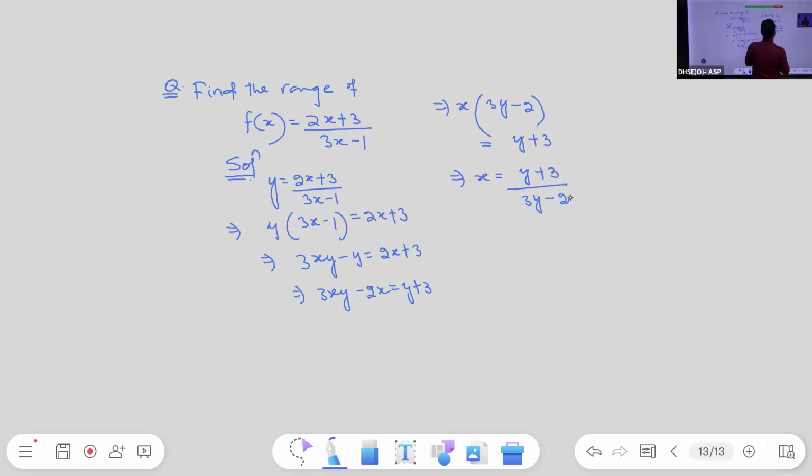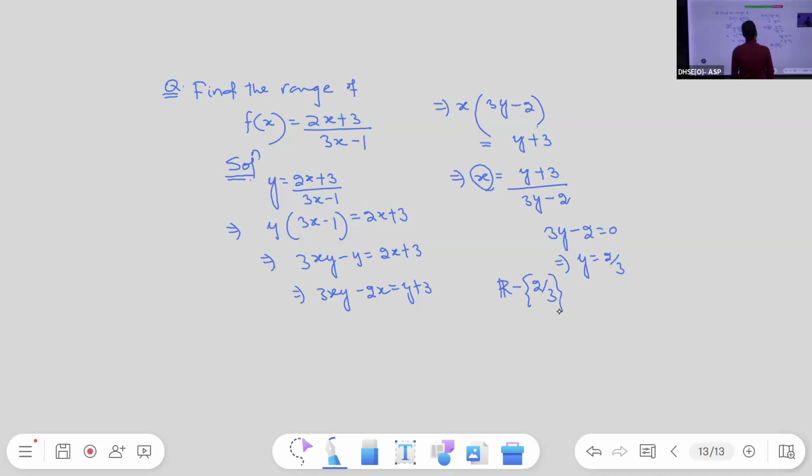Now we have to find the values for which y is defined. So better to find where x is undefined. X depends upon a rational expression in y, that is y plus 3 upon 3y minus 2. A rational expression is undefined only when the denominator is 0. If 3y minus 2 is equal to 0, then x is undefined. 3y minus 2 equals 0 implies y is equal to 2 by 3. That means the function can't give you the value 2 by 3. So x is defined for all real numbers except 2 upon 3. So the range of the function is R minus 2 upon 3.